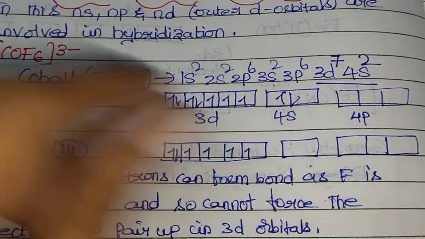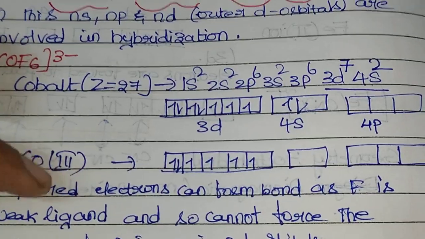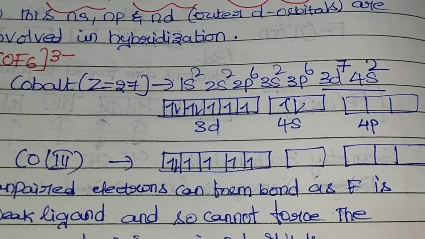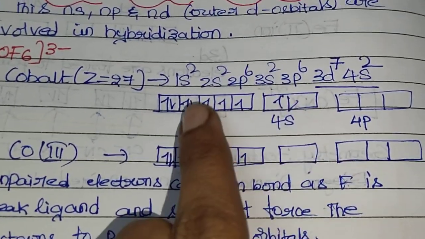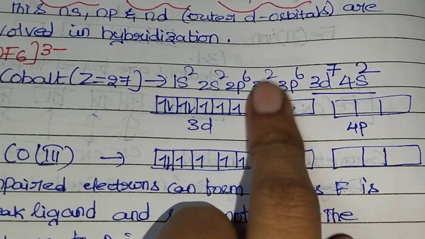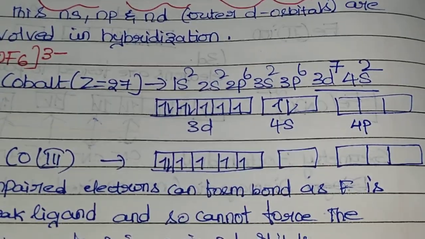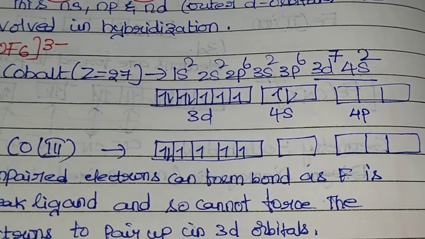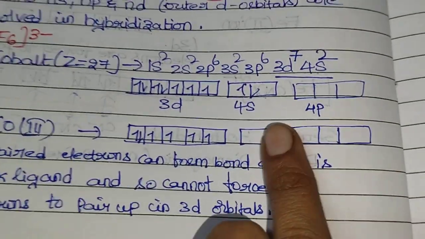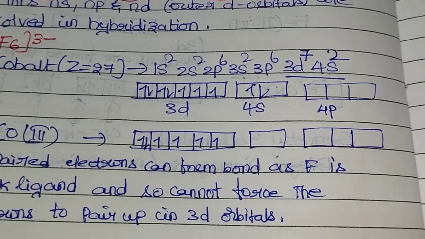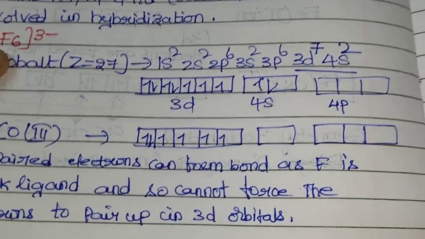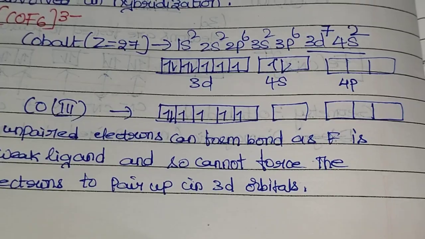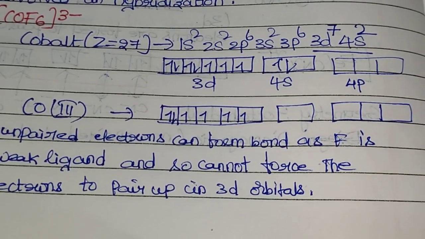And here it is Co3 plus, meaning 3 oxidation state. So we should remove 3 electrons. So 1 2 3, first the 2 from 4s and this one we removed. So we will get it like this. So 1 2 3 4 5 6, and how many are vacant? 1 2 3 4, only 4. But how many ligands are there? 6 are there. So 4 unpaired electrons can form bonds.